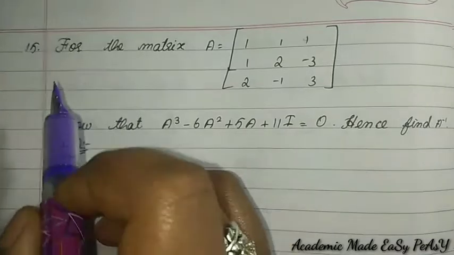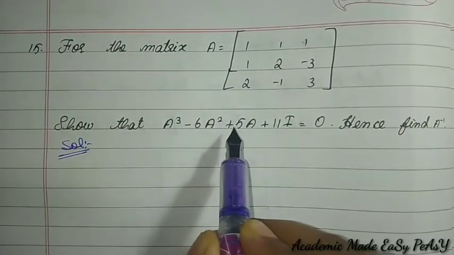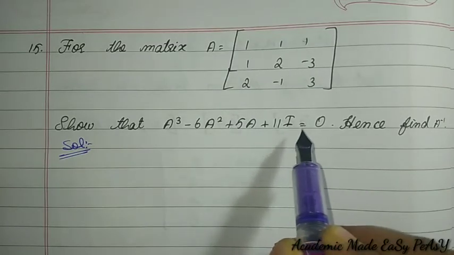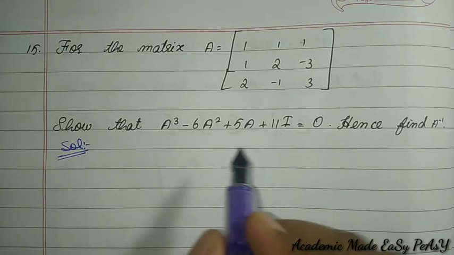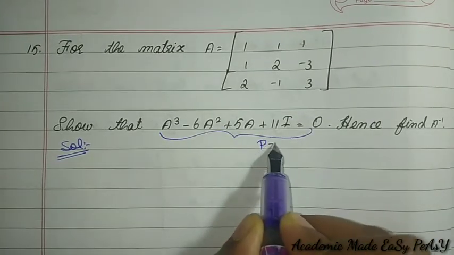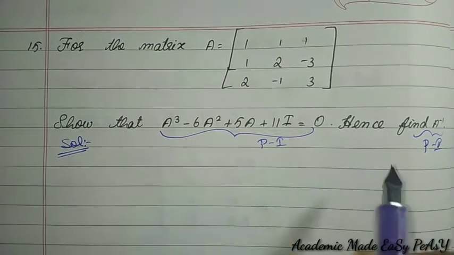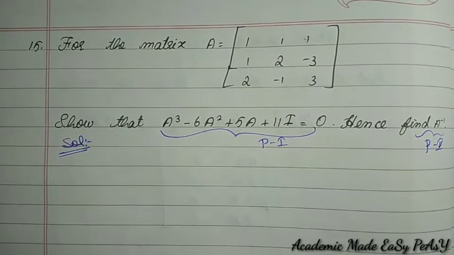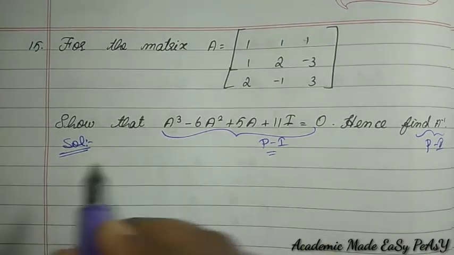Question 15. For the matrix A, show that A cube minus 6A square plus 5A plus 11I is equal to 0. Hence find A inverse. So just like the previous question, this will be part 1 and this will be part 2. So we have two parts in this question. First we will be doing part 1.